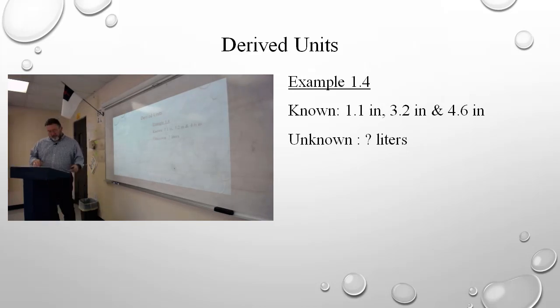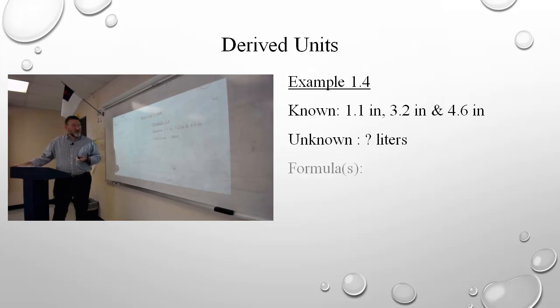Okay. So our knowns, 1.1 inches, 3.2 inches, and 4.6 inches, are the distances or the lengths of each of the sides of the box. And we need to know the volume of the box in liters. We're going to need a formula, aren't we? We need to figure out the volume based upon the dimensions. So hopefully you remember that the formula we need is that the volume is equal to the length times the width times the height.